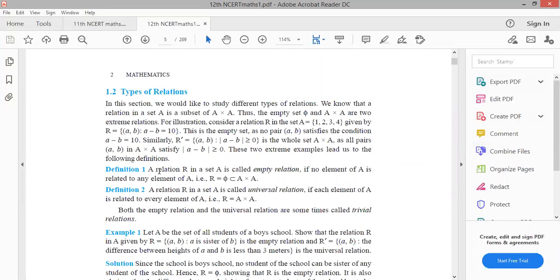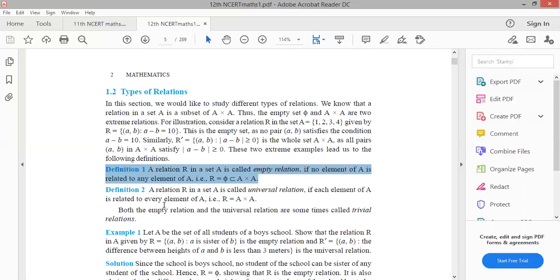One type of relation is called the empty relation. What is that? A relation is said to be an empty relation if no element of A is related to any element of A. That is, R is equal to phi. That means this relation is a null set. That means there is no element in this that is contained in A cross A.